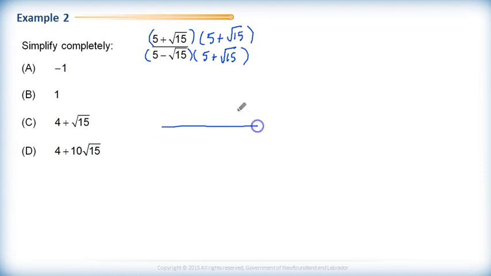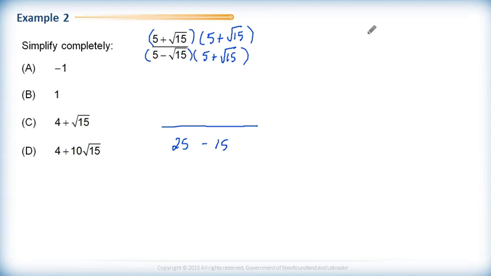In the bottom, because they are conjugates, we don't need to do complete FOIL. We can get away with the square of the first term. That's 5 times 5, which is 25. And negative root 15 times positive root 15 will give us negative 15. We're multiplying a square root by itself, so we lose the root.